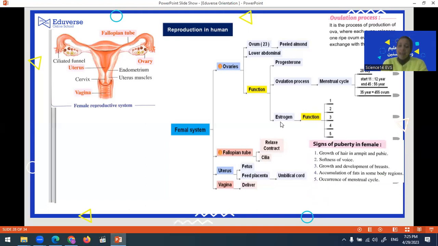What about the estrogen? The secondary female sex characters appear due to the secretion of the estrogen. They are the signs of puberty in females. The first ones are growth of hair in the armpit and pubic area, softness of the voice, growth and development of breasts, accumulation of fats in some body regions, and occurrence of the menstrual cycle. Okay.